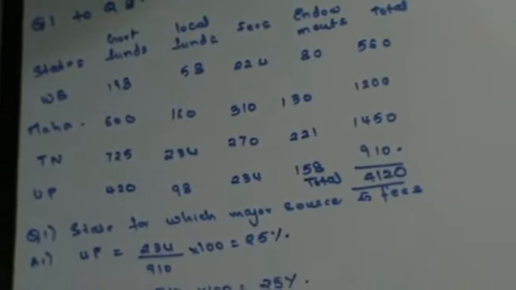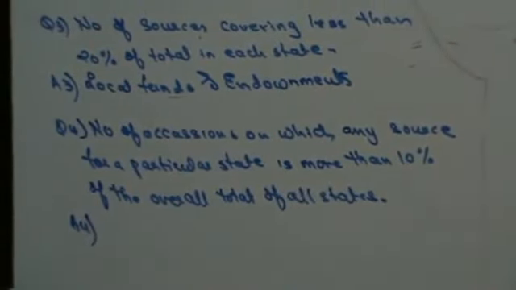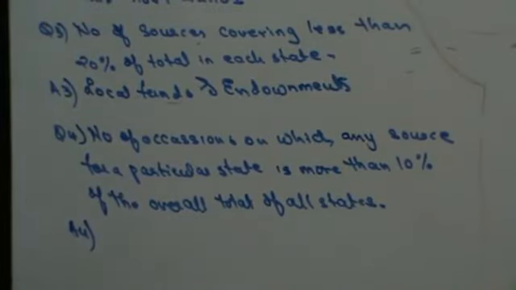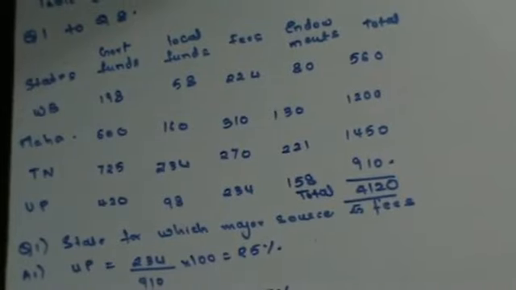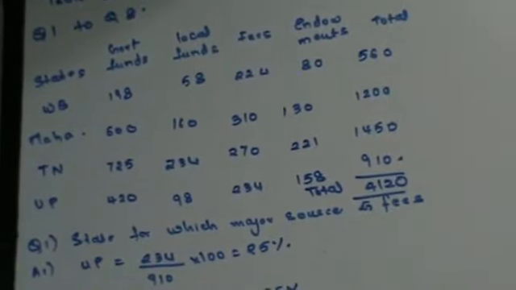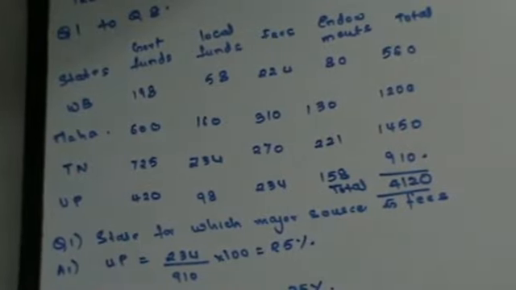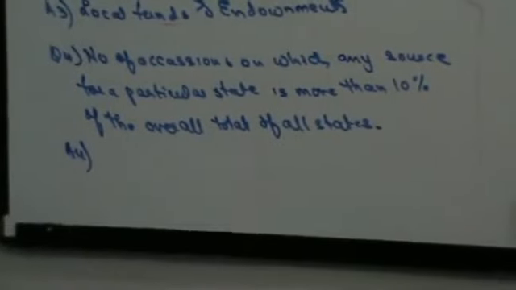Now, the number of occasions in which any source for a particular state is more than 10%. 10% of 4120 will be 412. Look at the table and find out how many times a particular fund is more than 412. In West Bengal, no. In Maharashtra, once. In Tamil Nadu, once. And in Uttar Pradesh, once. Right? So there will be 3 times. Answer is going to be 3.